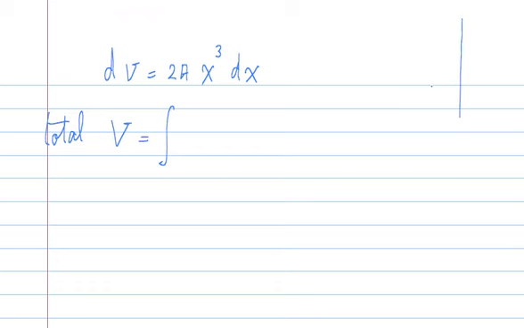By now we learned that dV is 2 pi x cubed dx. So what is the volume itself? This is the total volume that is obtained by integrating this formula. What I'll have is going to be the integral. Remember, I draw the shape here again so that we have quick access to it.